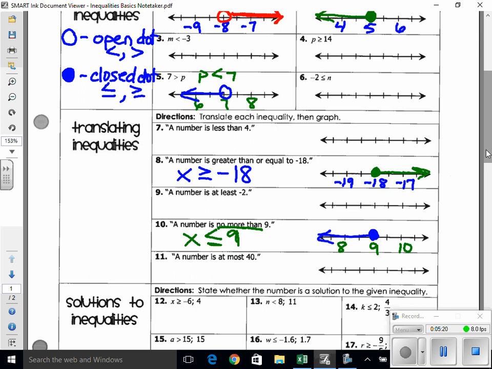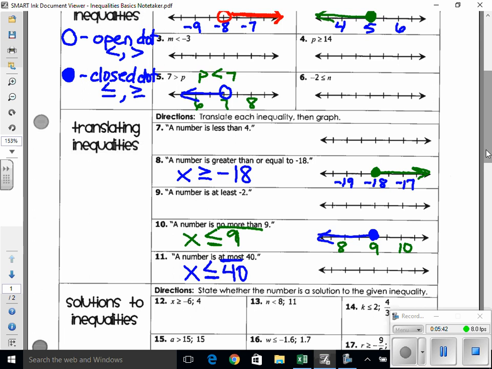A number is at most 40. Okay, so that means a number part is x. We know we need the number 40. Now we just have to figure out the symbol for at most. At most means that's the highest it could be. It cannot go over that amount. So that means it could be equal to 40, but it cannot go over 40. So if it can't go over 40, we want the less than or equal to symbol.